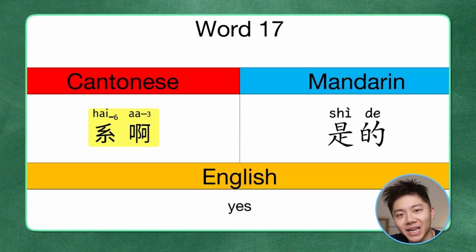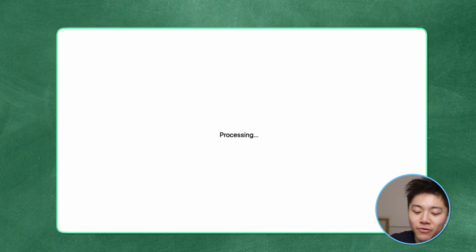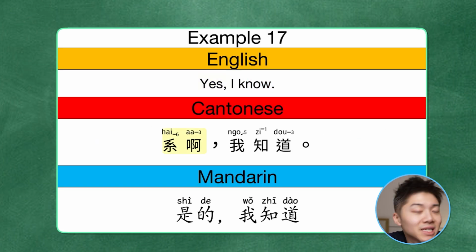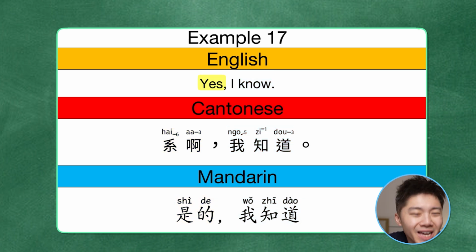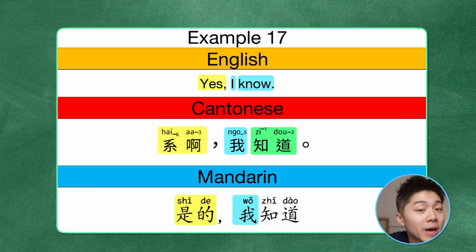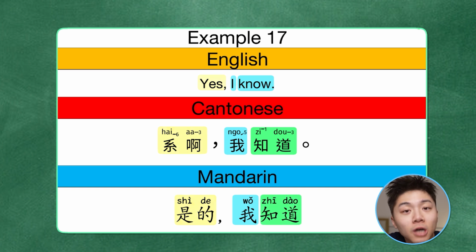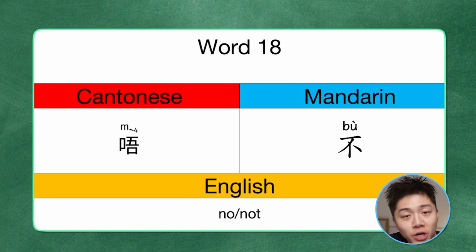Word 17, 係呀, in Mandarin, 是的. This means yes. So for example, yes, I know. In Cantonese, 係呀, 我知道. In Mandarin, 是的, 我知道. So in Cantonese, for yes, it becomes 係呀. In Mandarin, it's 是的. And then 我知道 means I know. 我 is I. 知道 means know.